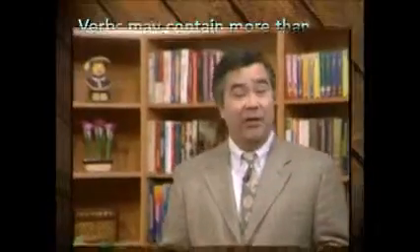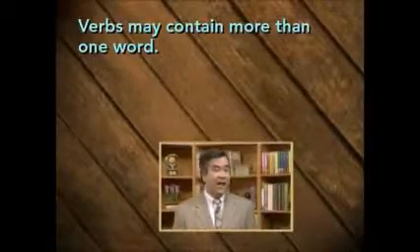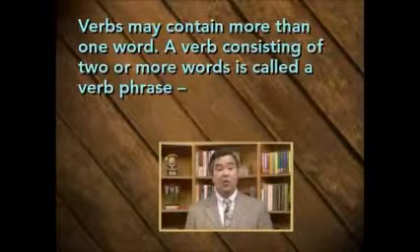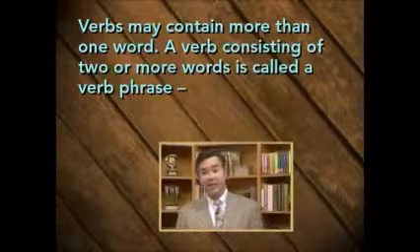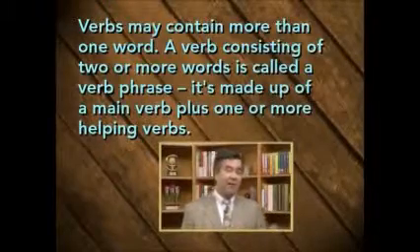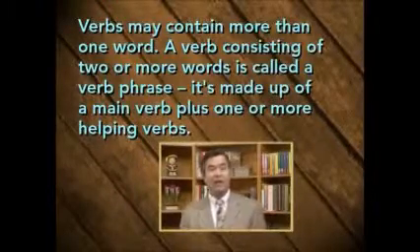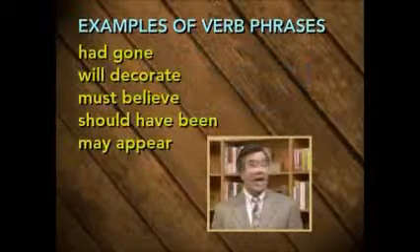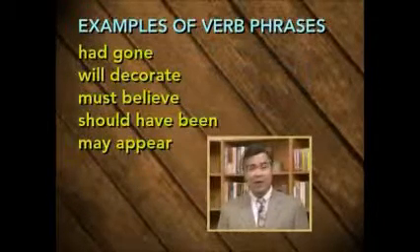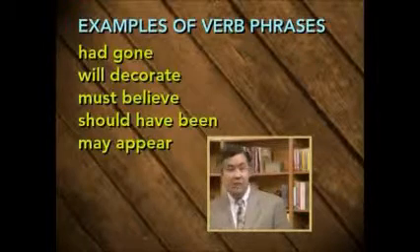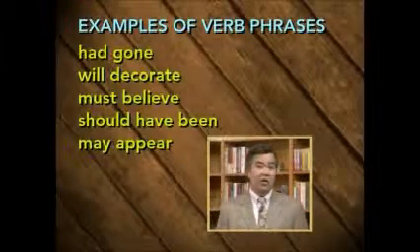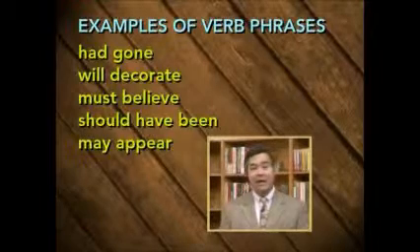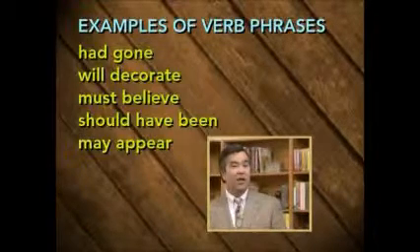Notice one other thing about verbs. Verbs may contain more than one word. When a verb consists of 2 or more words, it's called a verb phrase, and it's made up of a main verb and 1 or more helping verbs. Here are a few examples of verb phrases. Had gone, will decorate, must believe, should have been, and may appear.